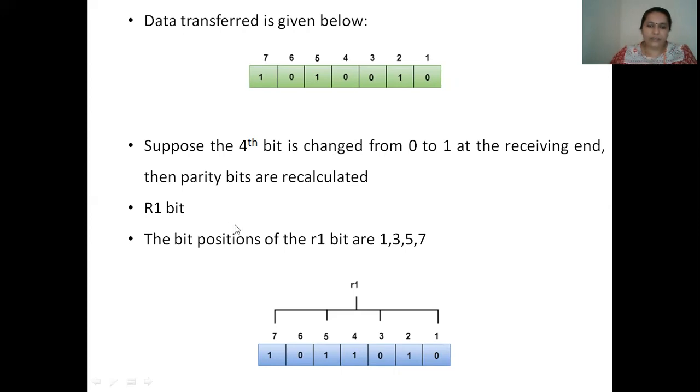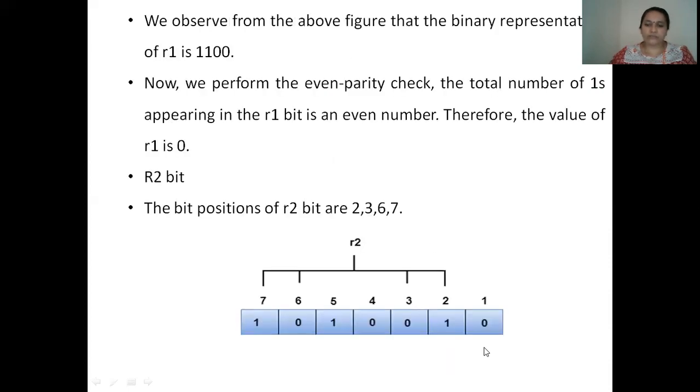At the receiving side, the receiver will recalculate the redundant bits R1, R2, and R4. The bit positions of R1 bit, as we discussed just now, are 1, 3, 5, and 7. So we observe that the binary representation of R1 is 1, 1, 0, 0. If we check the parity of this 4-bit combination, it is even parity. Therefore, the value of R1, which is the last bit, should be 0, and it has reached the receiver as 0 itself. Thus, the receiver understands that there is no error in R1.